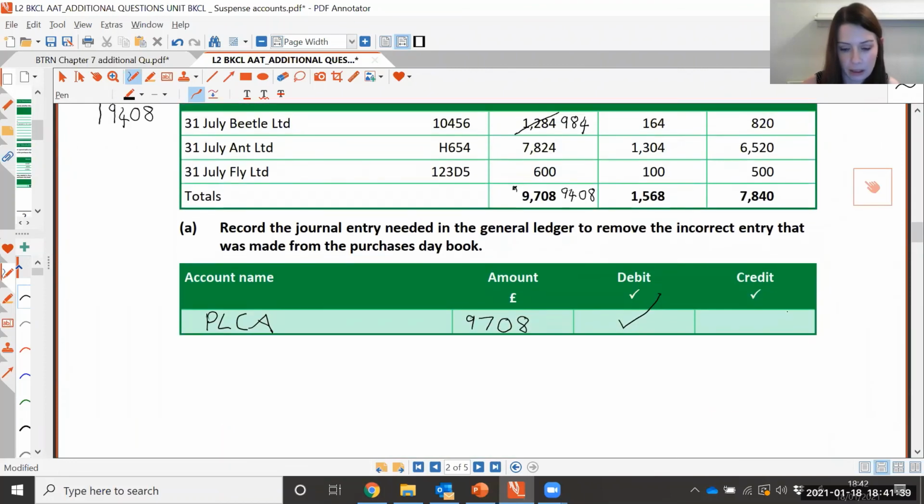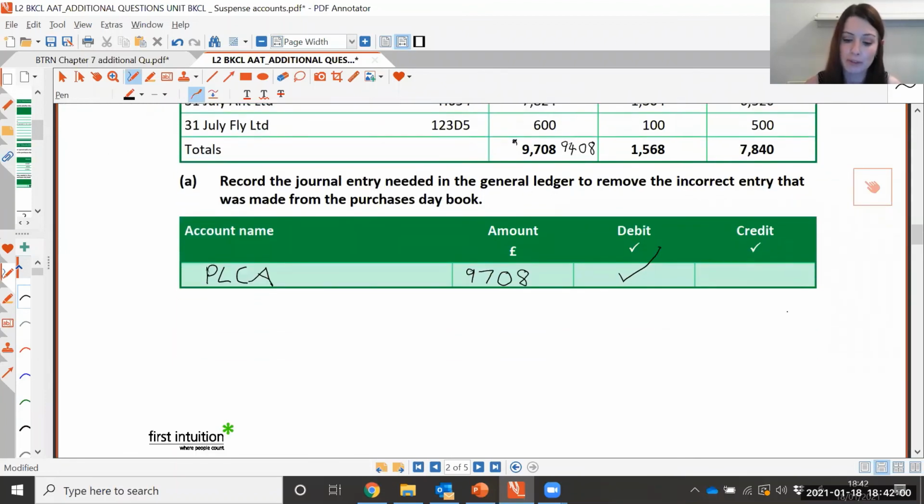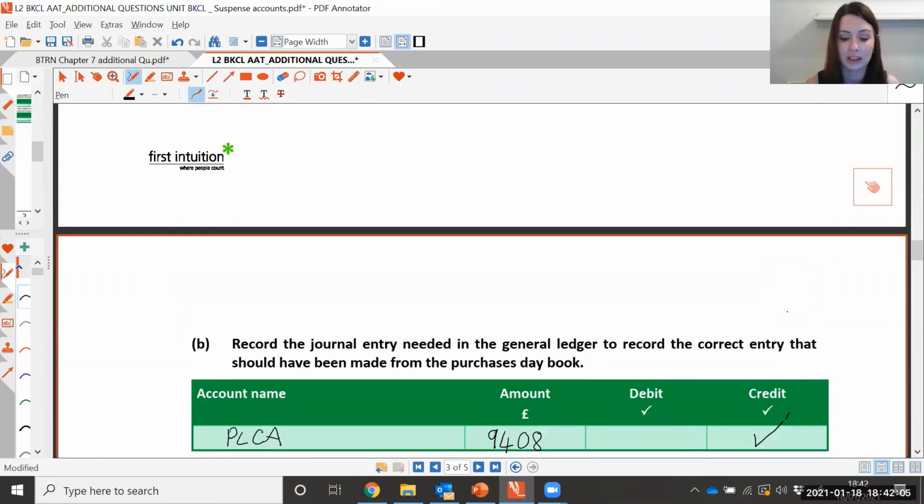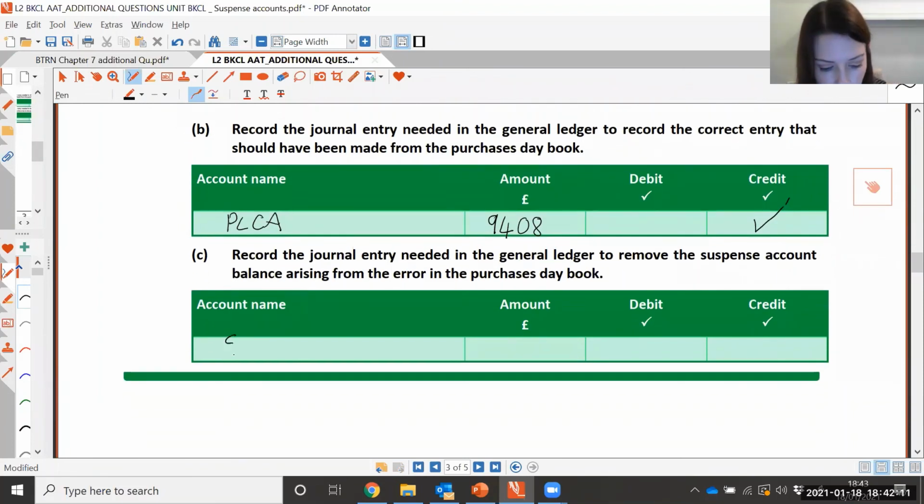So initially, yeah, brilliant. So initially we entered £9,708 into the account as a credit, and it was too high. It was £300 too much. So we have now rectified the purchase ledger control account, and we would need to credit the suspense account of £300. This is the difference between the two amounts.